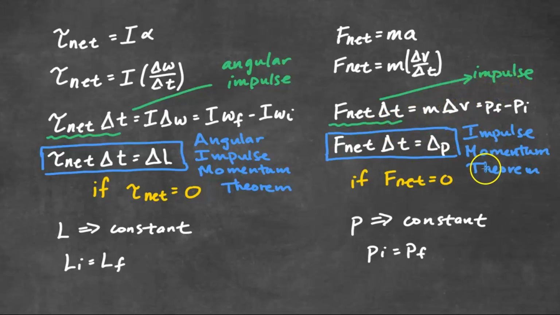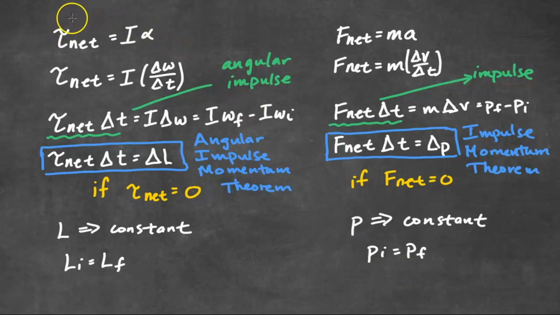And so the impulse momentum theorem basically states that the impulse is equal to the change in momentum. If the net force is equal to 0, then that means the momentum is going to be constant. It means the initial momentum will equal the final momentum. And this is super useful when we're dealing with collision problems. Now to the rotational version.